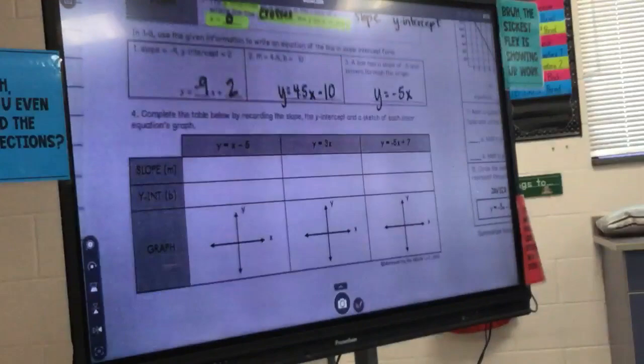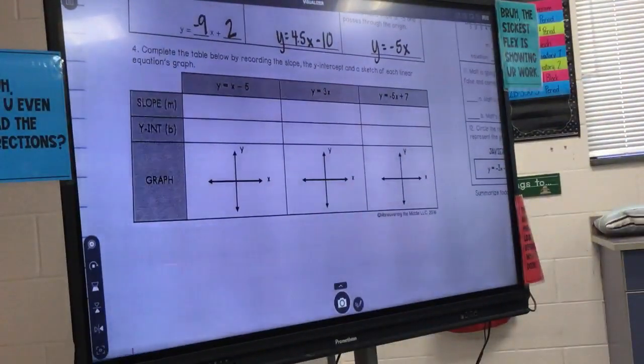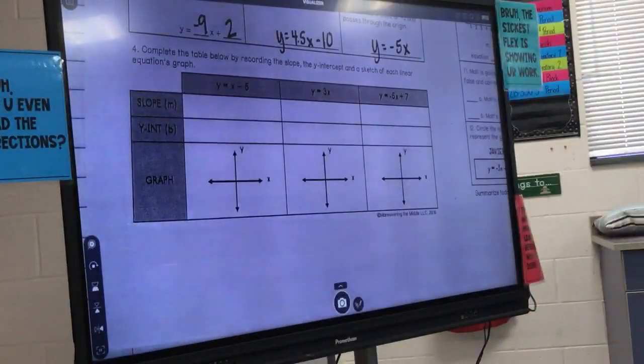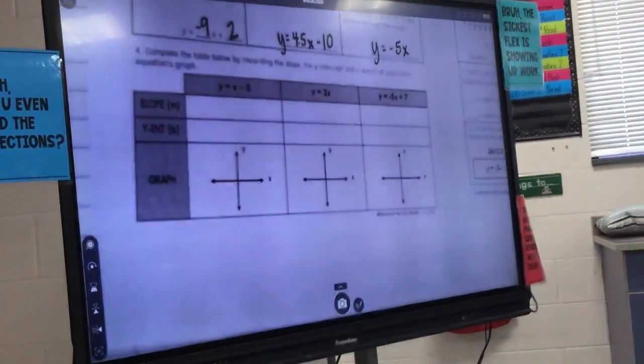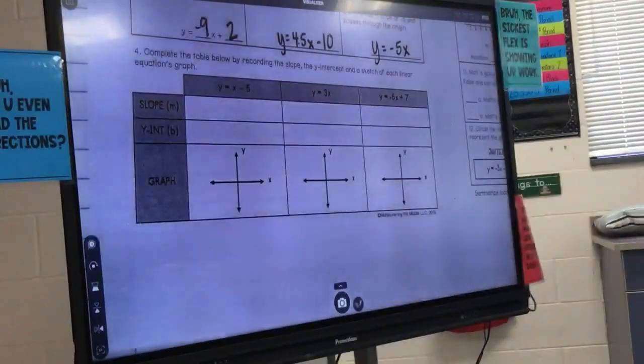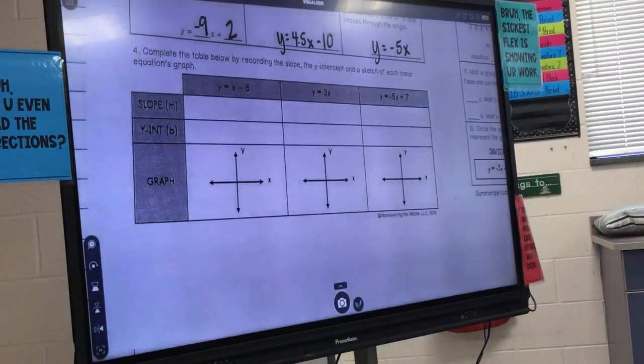All right, number 4. It says complete the table below by recording the slope, the y-intercept, and a sketch of each linear equation's graph. Now, the equation, like the graph, is not going to be perfect. Just kind of get it in the general vicinity. So looking at the first one, y equals x minus 5.